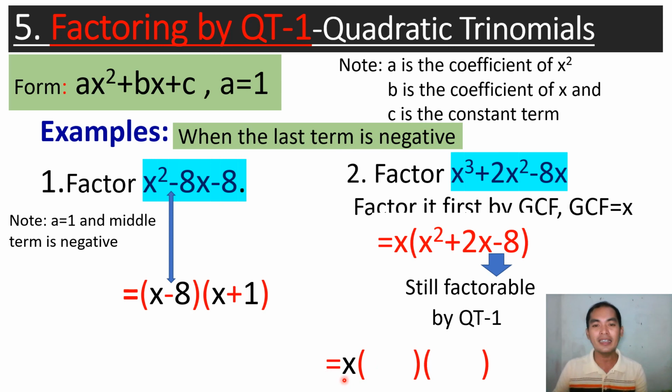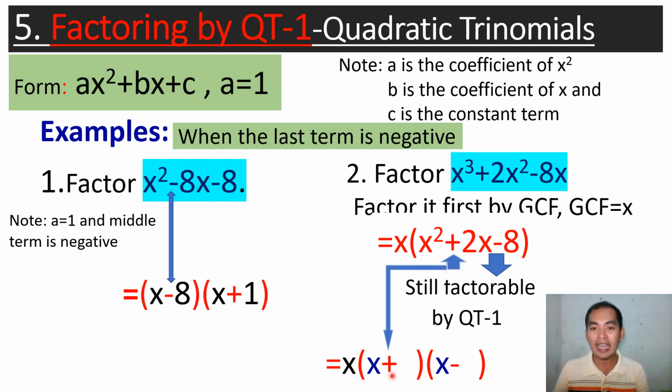So, anong gagawin? Gawa ka na ng dalawang parenthesis, kopyahin yung GCF as one of the factors. Since the last term is negative, meaning hindi pareho ang sign. Ang isa positive, ang isa negative. Get now the square root of the first term x squared. We have x and x. Now this time, the middle term is positive, meaning yung malaking number ay positive ang sign.